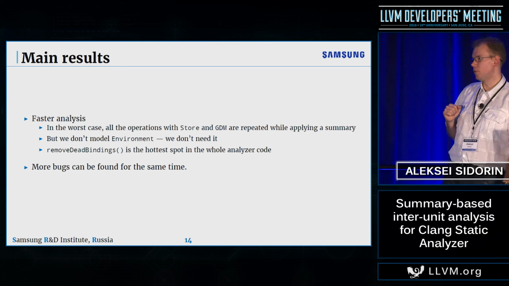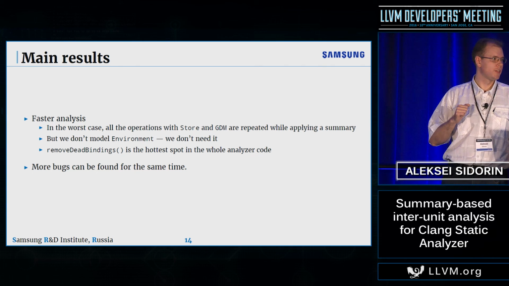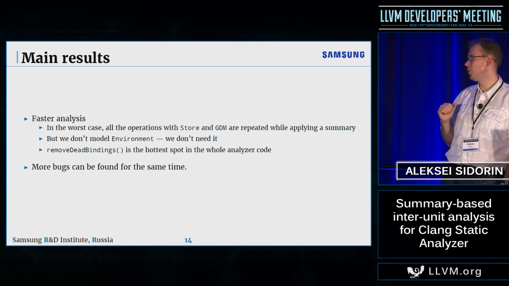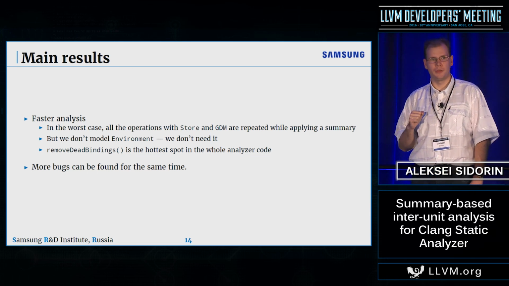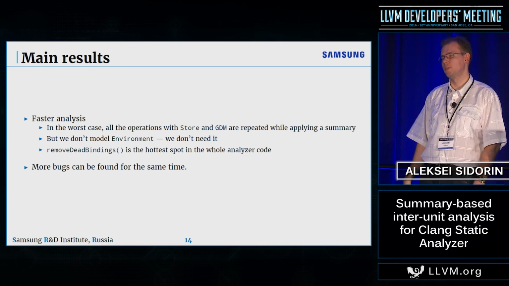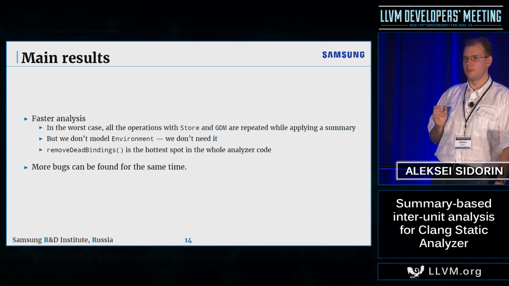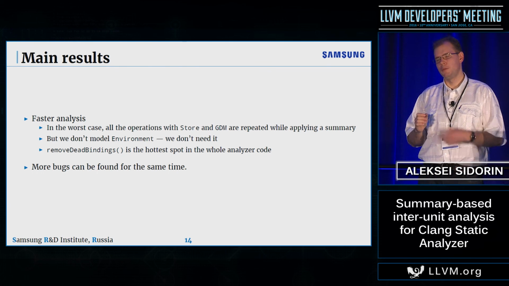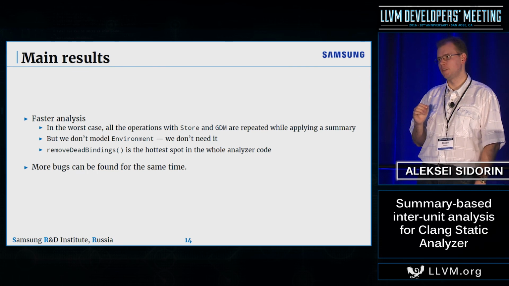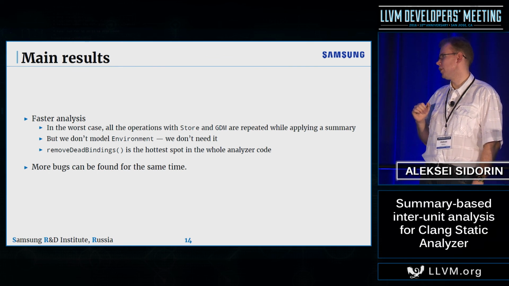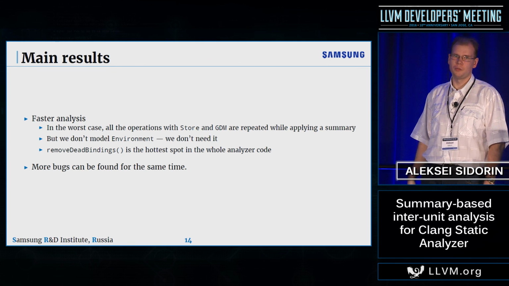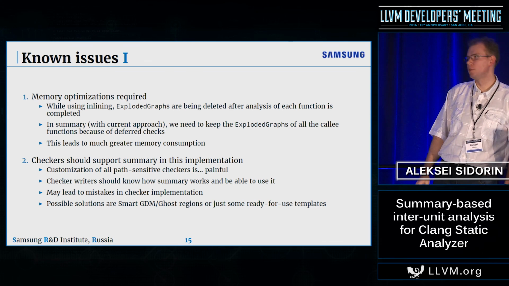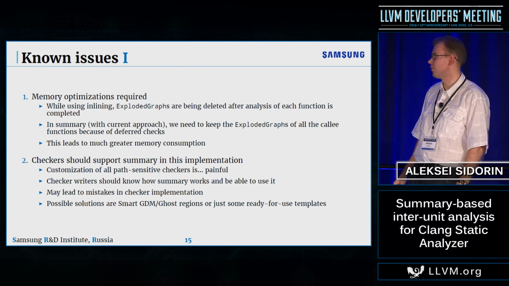From the implementation point of view, the main result we gain from the summary-based API is that we get rid of modeling the environment, which is one of the most time-consuming actions of the analyzer. Even if other parts of the state, GDM and store, are being repeated in the whole, which is a rare case, we can gain a performance improvement. So more bugs can be found in the same time. This is what we needed, and this is what we finally gained.